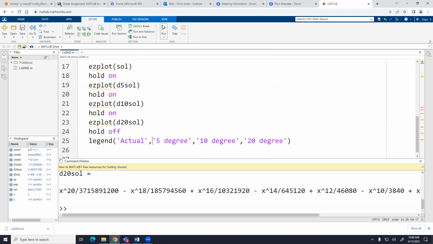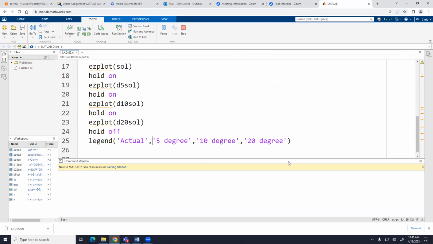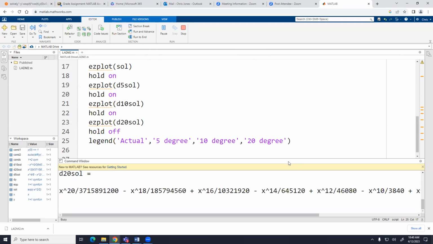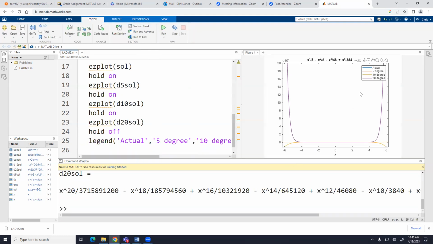Okay, so let me execute this. See if it does put up something like that. Come on, MATLAB, you can do it. Oh, I knew it. Yeah, there we go. And so the different colors are now represented, so you can kind of see which function is which.